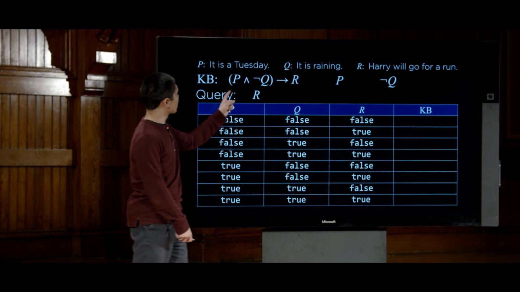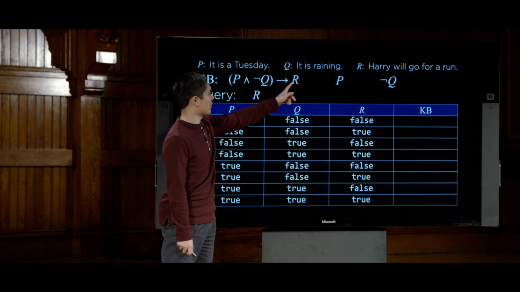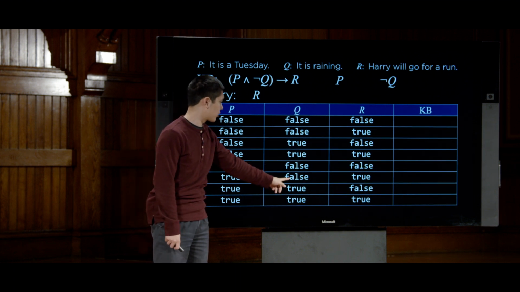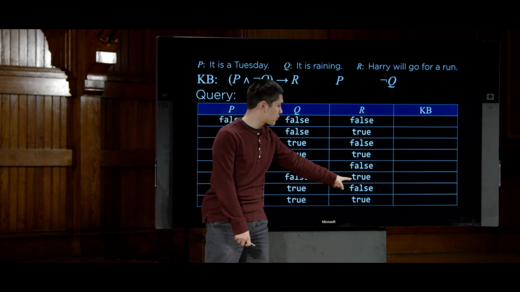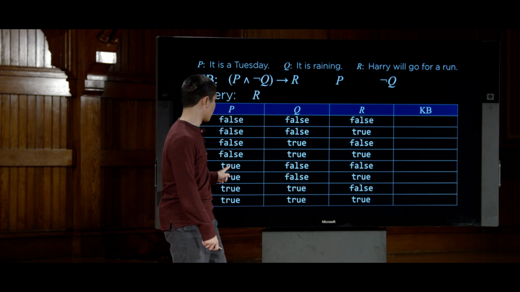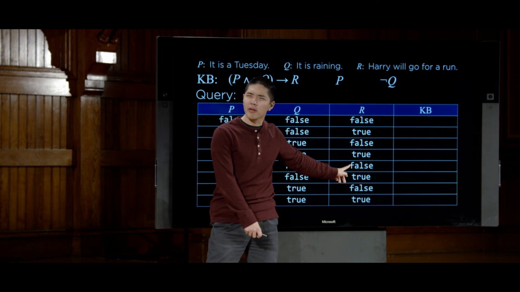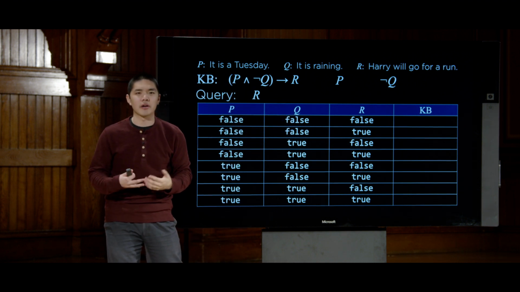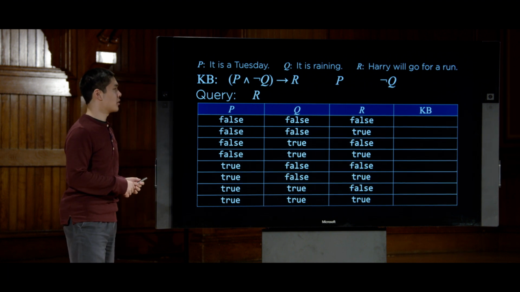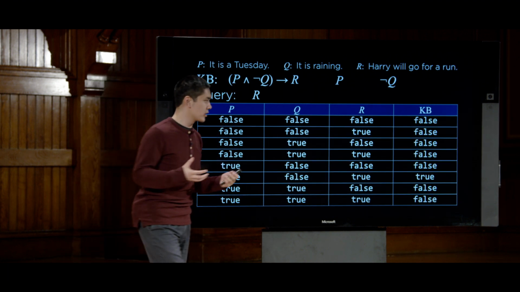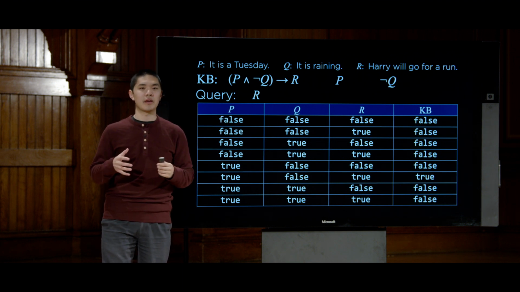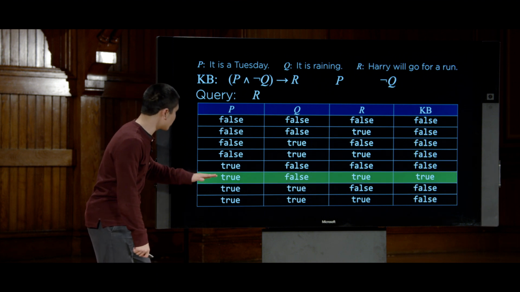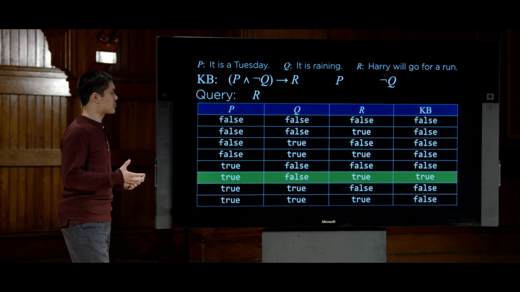And finally, we also know that P and not Q implies R, which means that where P is true here, and Q is false in these two, then R must be true. And if ever P is true, Q is false, but R is also false, well, that doesn't satisfy this implication. That implication does not hold true under those situations. So we can conclude under which of these possible worlds our knowledge base is true, and under which it is false. And it turns out there is only one possible world where our knowledge base is actually true.